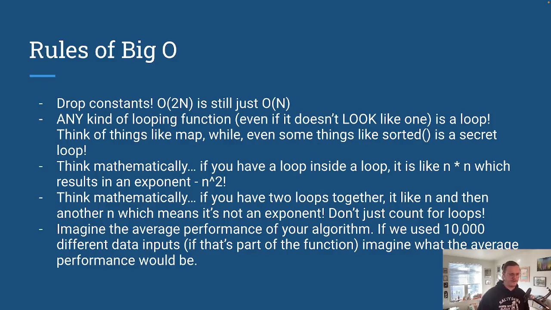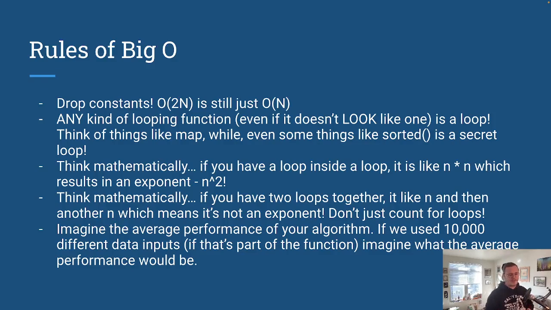Any kind of looping function, even if it doesn't look like one, is a loop. Okay, think of things like map, where while is another loop, right? That you maybe are not thinking of. You might just think of for loops, but while loops, do while loops, even some things like sorted or dot sort are secretly loops, okay? Because it's still going to go through our whole array and look through everything and put it in order, okay?